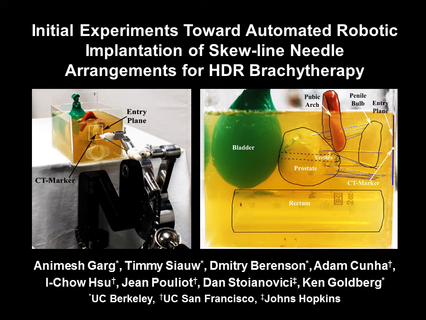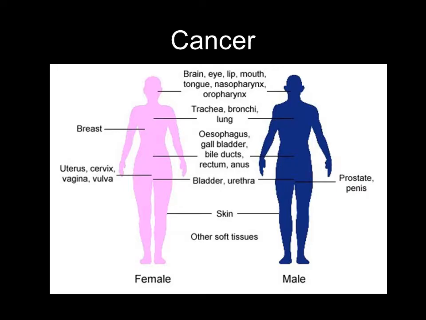Hello everyone, I am Animesh Garg from UC Berkeley Laboratory for Automation Sciences, and I'm here today to talk about applications of algorithmic automation for treatment of cancer.